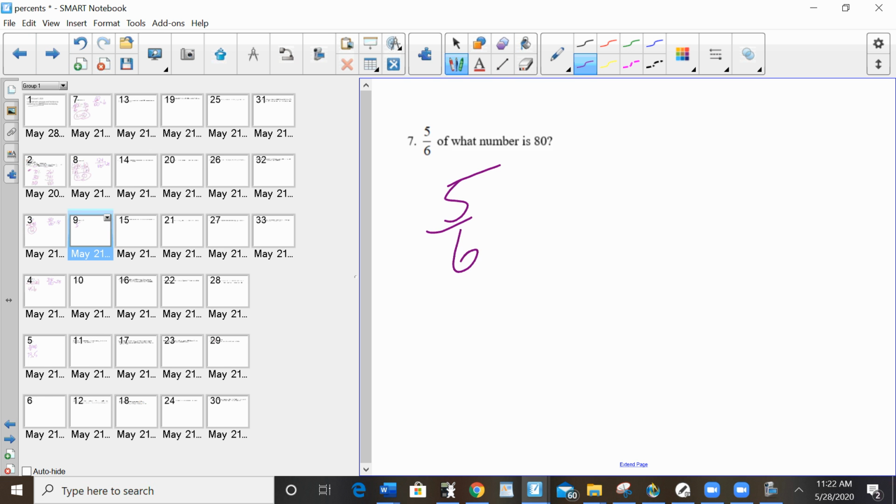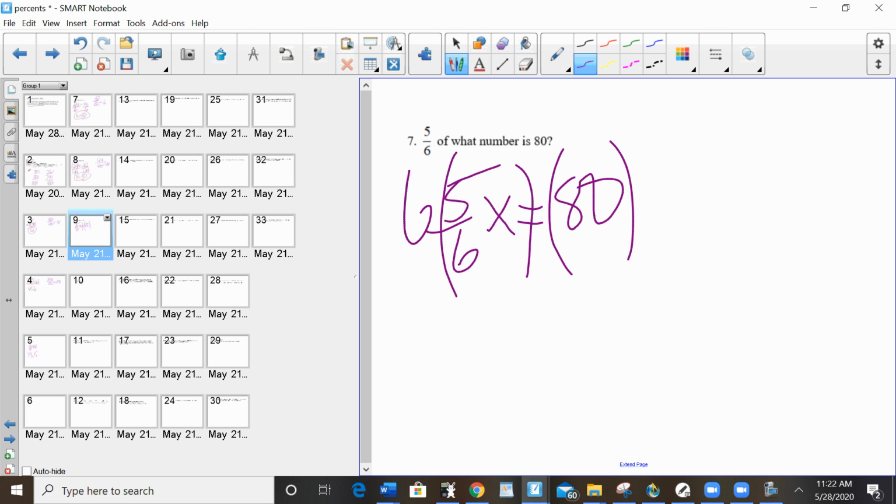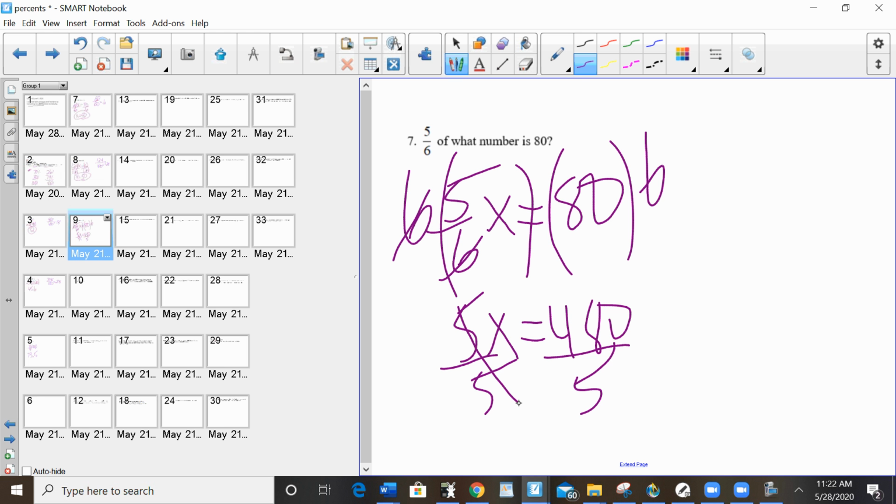Five sixths times x equals 80. Now to solve this, some of you are afraid of fractions. Hopefully you're not. If you're an algebra 2 student, I can just multiply by the LCD to get rid of the fraction. 480 over 5, which is 96.